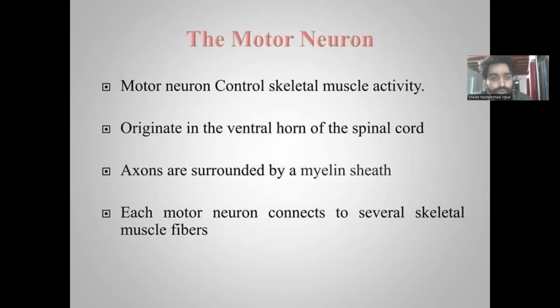Now, what is a motor neuron? A motor neuron has the function of controlling skeletal muscle activity. Anatomically, it originates in the ventral horn of the spinal cord. The axons of all the motor neurons are surrounded by a myelin sheath, and a single motor neuron can connect to several skeletal muscle fibers.